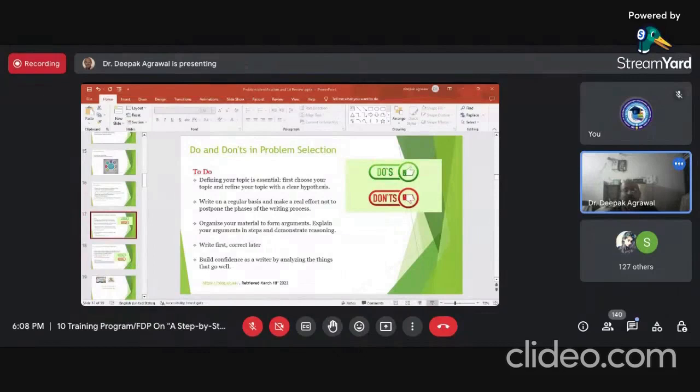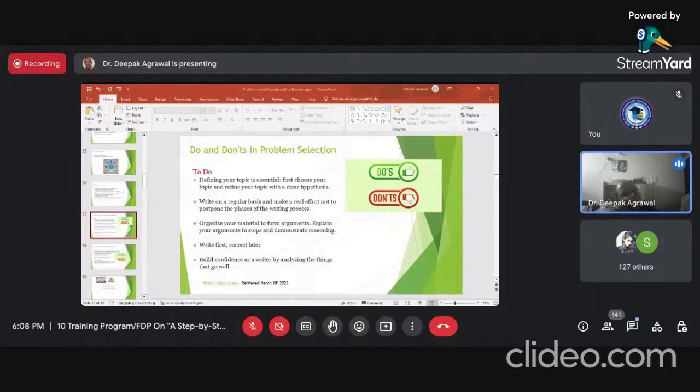So these are some of the do's and don'ts related to problem selection. This is the source of information. You can access this also. To do, defining your topic is essential. First, choose your topic and refine your topic with a very clear hypothesis. What you should do: define your topic.